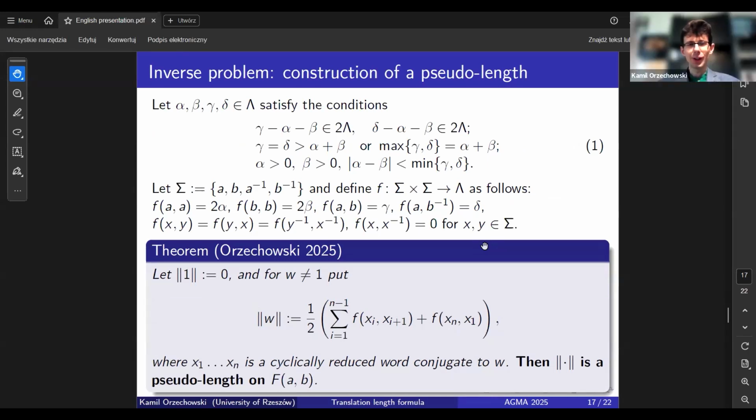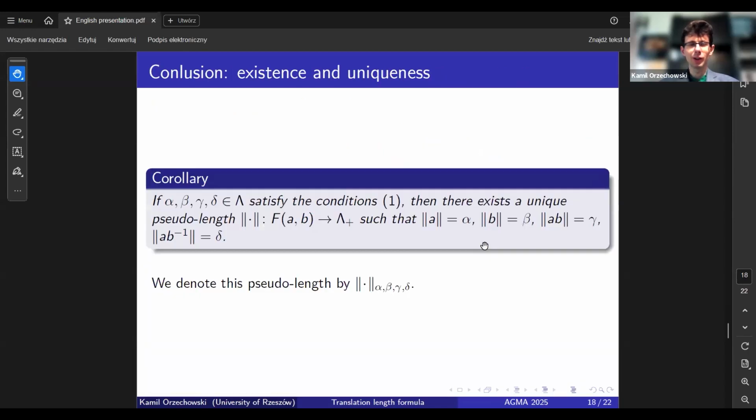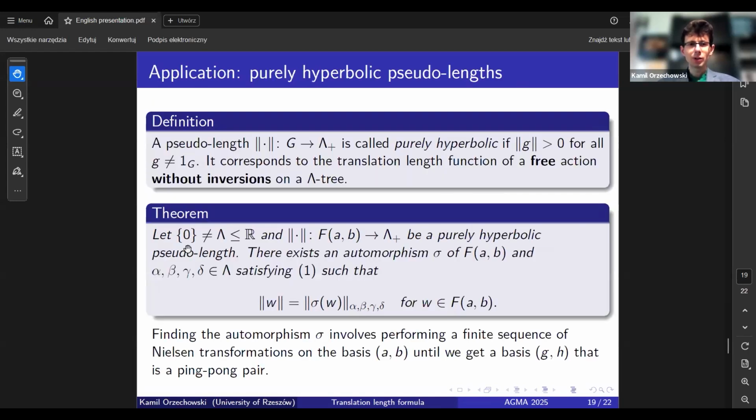Very shortly, I also investigated the inverse problem and I constructed a pseudo-length given some conditions. The corollary is that under some conditions there exists a unique pseudo-length with prescribed values on A, B, and AB inverse. And the application is a characterization of purely hyperbolic pseudo-lengths on the free group of rank 2.